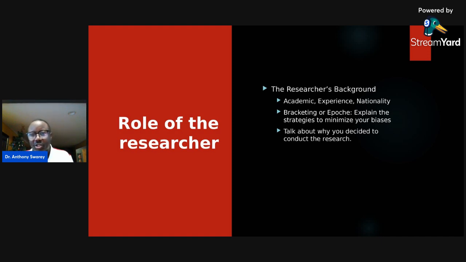You explain the strategies to minimize biases in this section too. You're going to talk about why you decided to conduct the research. This is going to be another section in chapter 3. You're going to have the heading, the role of the researcher, and maybe you can have 3 paragraphs or 2 paragraphs, depending on how you want to structure your paragraph.